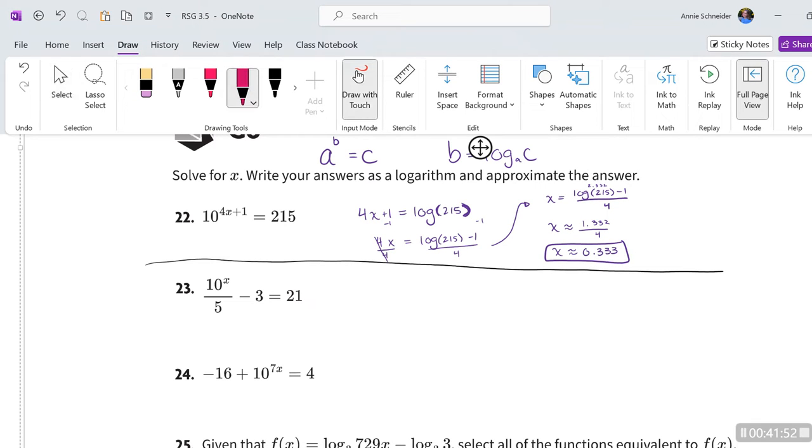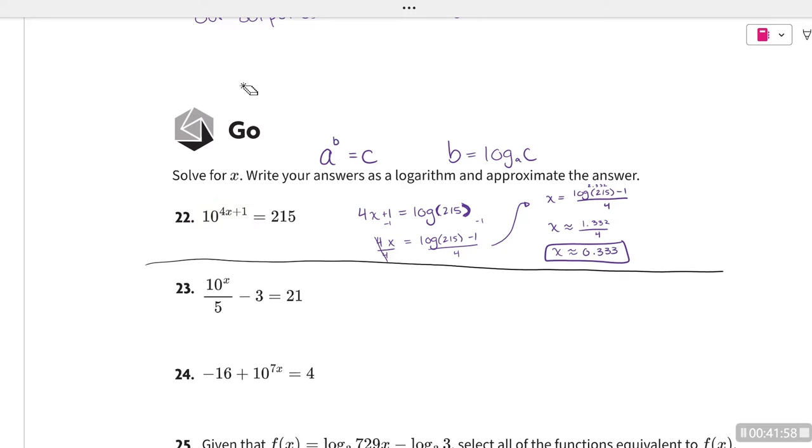Okay, problem 23. So this one isn't in that a to the b equals c form. So let's do that first. Let's get rid of this 3 first. So that gives me 10^x divided by 5 equals 24. And then let's multiply both sides by 5 to get 10^x totally by itself. So that's going to give me 10^x equals, so 24 times 5, let me think, that's 100 plus 20. So that gives me 120.